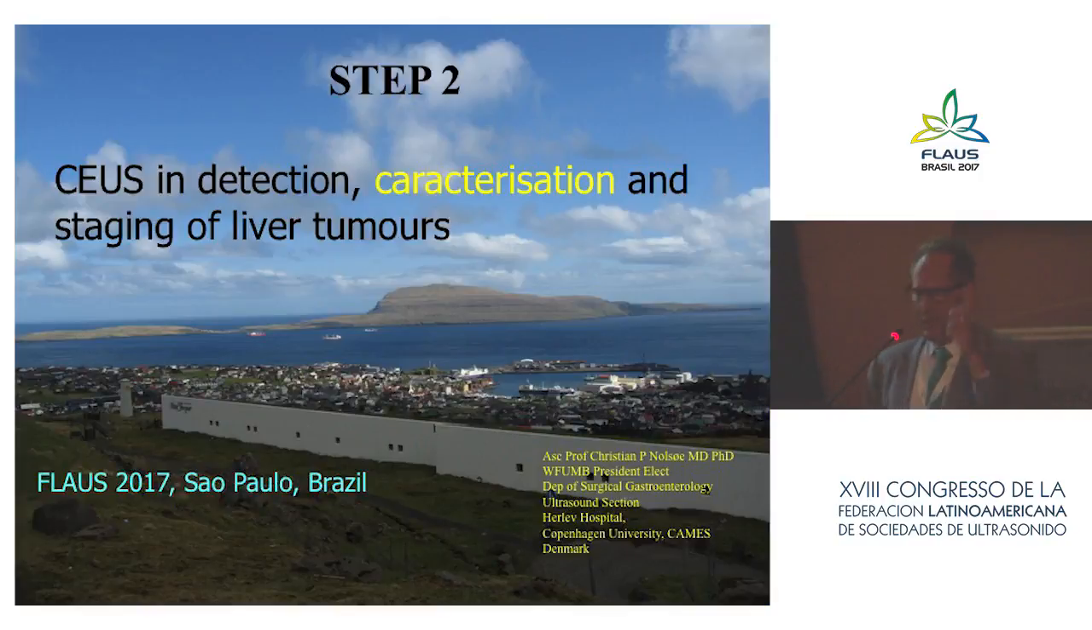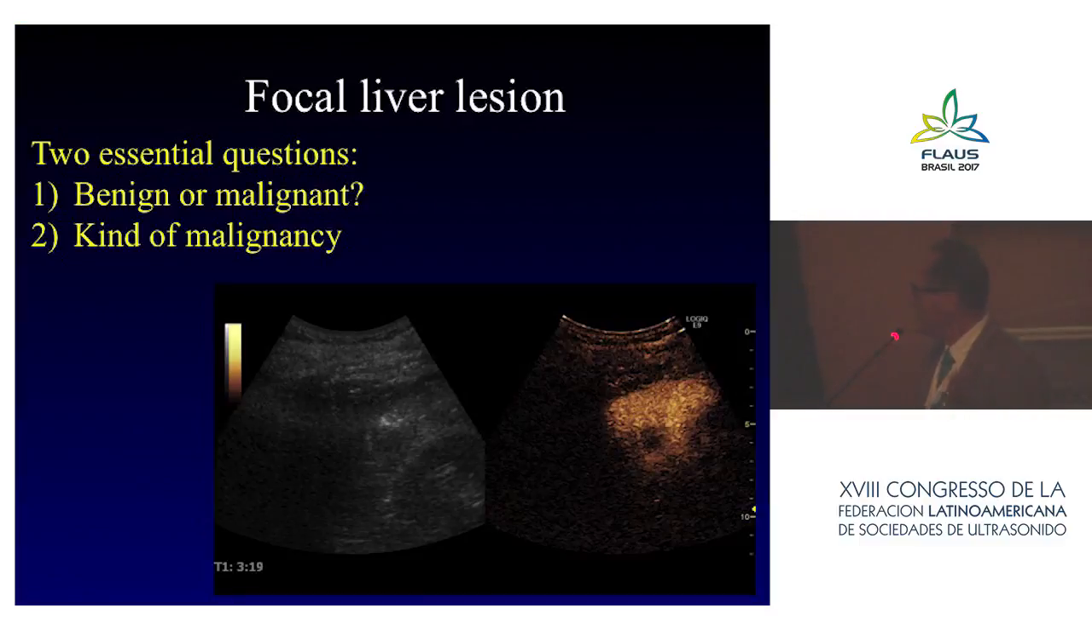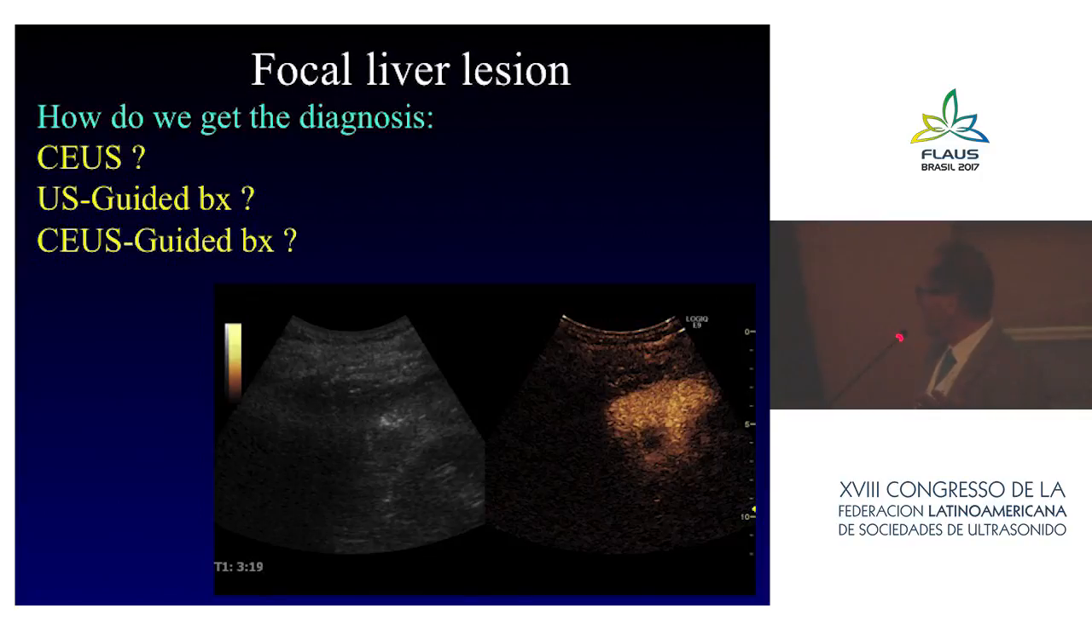So now you have found it, you have detected it. What about to characterize it? Can you characterize a lesion with CEUS? Well, whenever you see a lesion, like here, there is a lesion, the first question I have is: is this benign or is it malignant? And my next question would be, if it is malignant, what kind of malignancy? How would I get that diagnosis? Well, I could use CEUS, maybe I need a biopsy, maybe I even need a CEUS-guided biopsy. So this is a CEUS-guided biopsy.